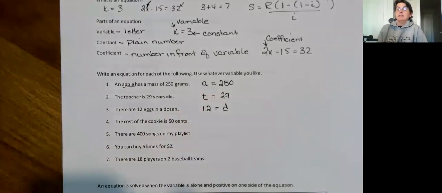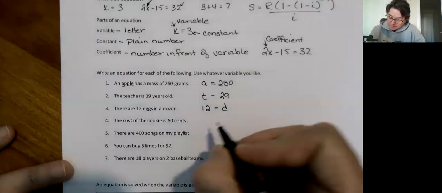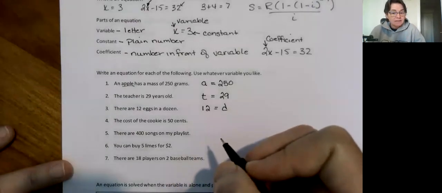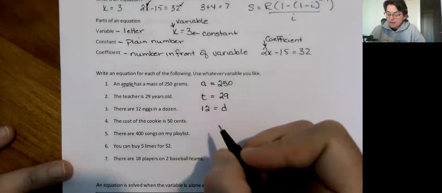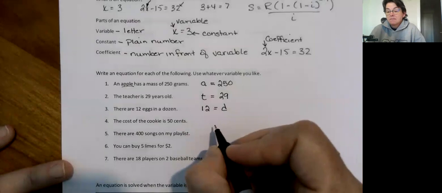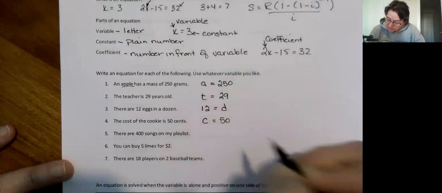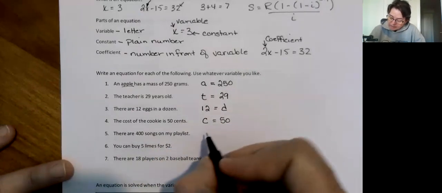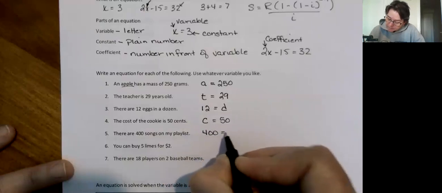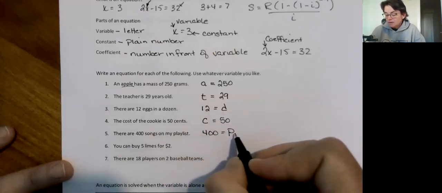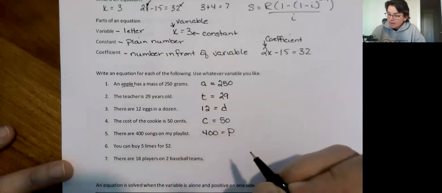All right, so I challenge you now, turn off the video and do the last 4 by yourself, and then turn it back on and see if we wrote the same thing. So I hope you did what I asked and didn't just keep watching. If your letters don't match mine, that's okay. So the cost of a cookie, so C is equal to 50. There are 400 songs on my playlist. And if you have the P first or a different letter and then the 400 again, it doesn't matter.